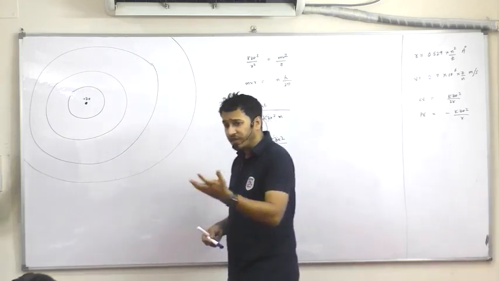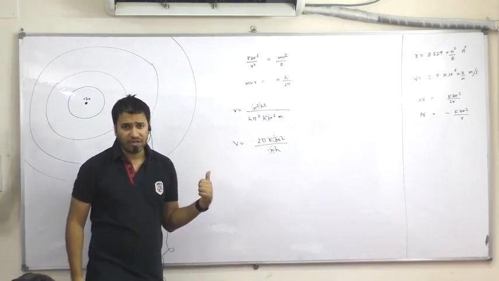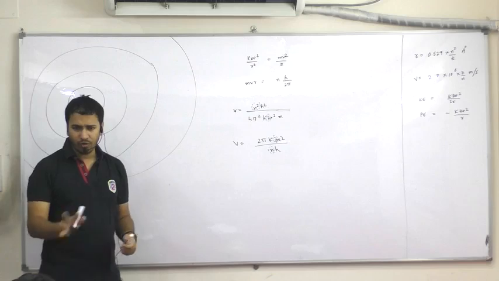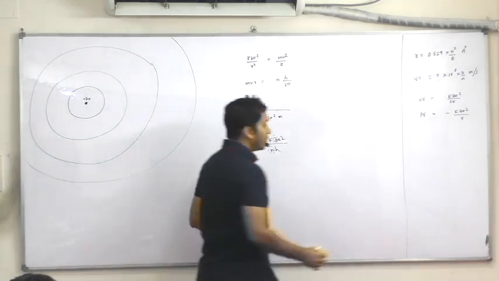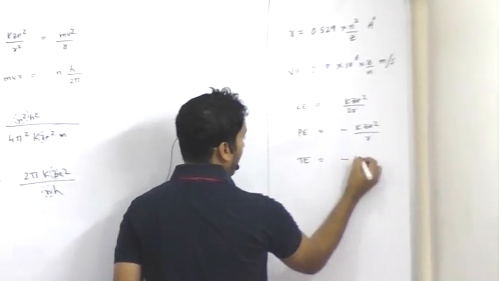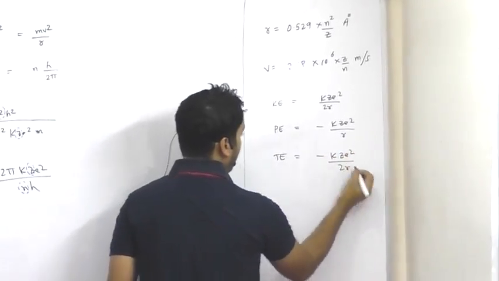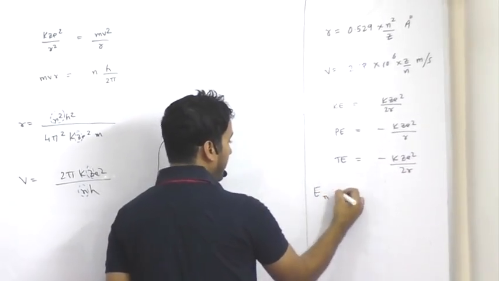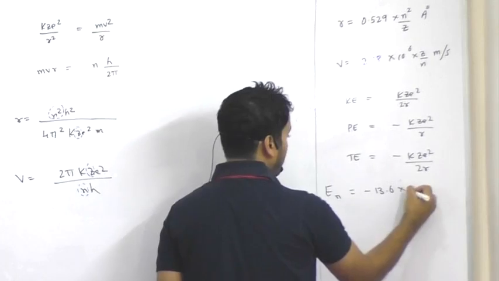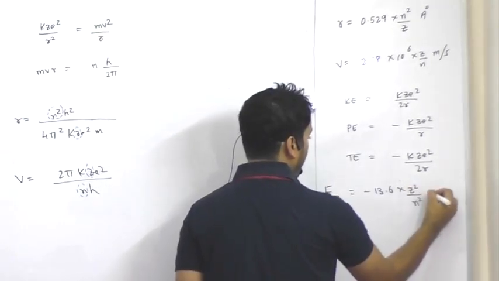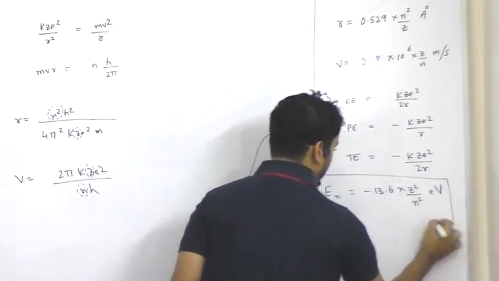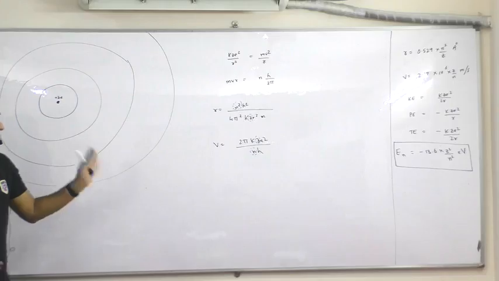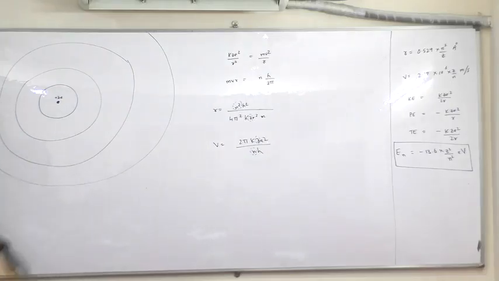And we used integration to calculate this potential energy, and I told you that that definite integration you will study later in class 12, so you don't need to worry about that, but this result you have to remember. So the total energy comes to minus kze square by 2r, also minus 13.6 into z square upon n square electron volts. Very important formula. This is the energy of an electron in orbit n. You can put in the orbit number, you will get the energy.